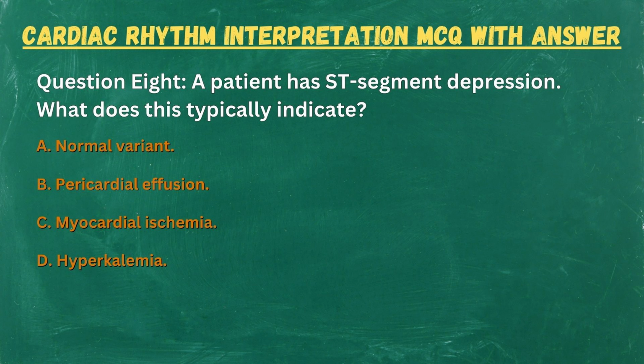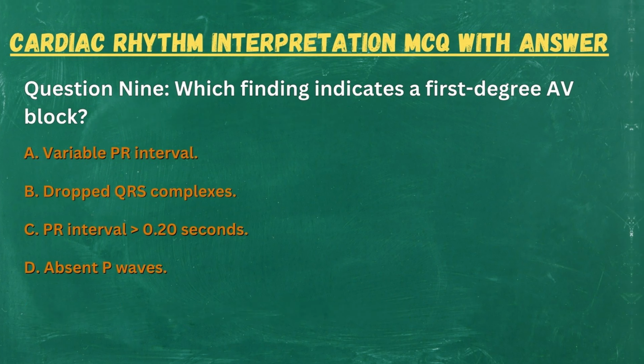Question 8. A patient has ST segment depression. What does this typically indicate? A. Normal variant. B. Pericardial effusion. C. Myocardial ischemia. D. Hyperkalemia. Answer: C. Myocardial ischemia.